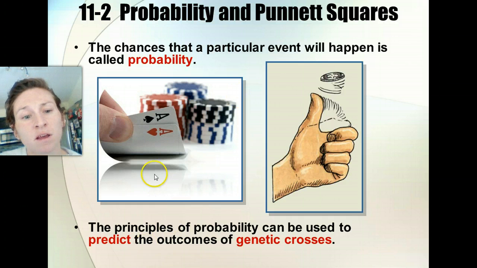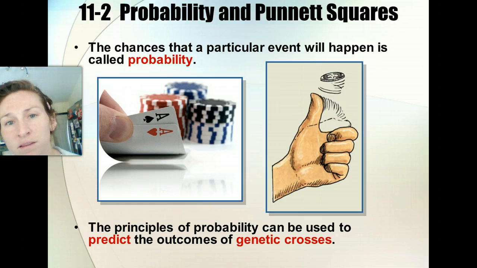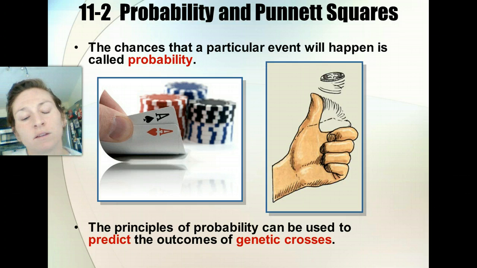Now, maybe even if you play a card game, there are 52 cards in a deck. If you wanted to pull an ace, there are 4 aces in that deck, so you have approximately an 8% chance of pulling an ace out of a full deck if you rounded up that percentage. So the chance that a particular event will happen is called probability, and we can use these principles to predict the outcomes of genetic crosses.